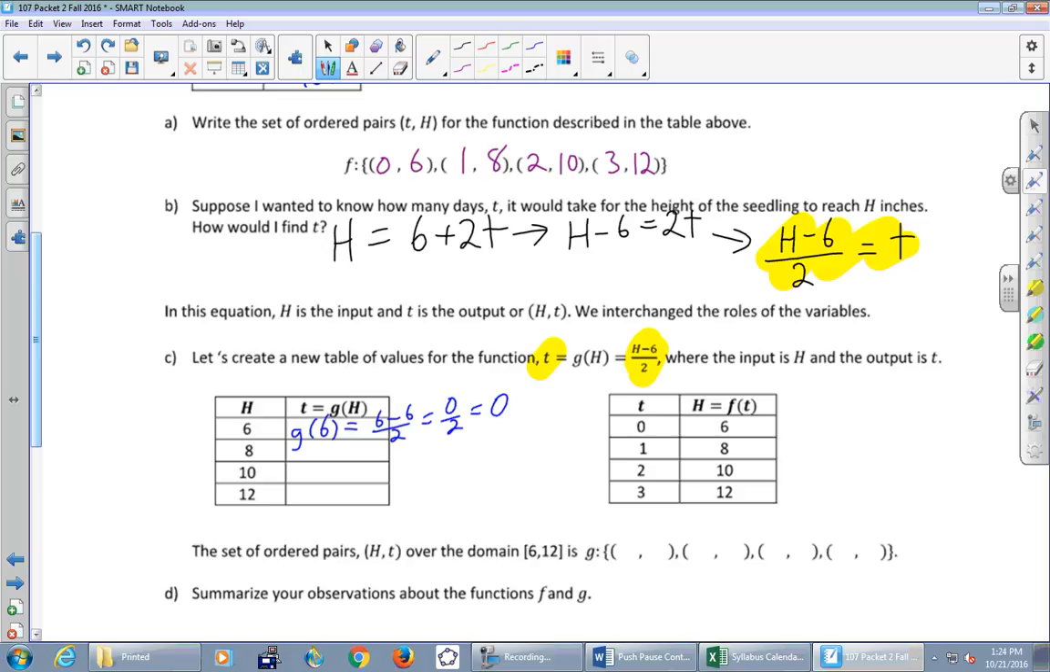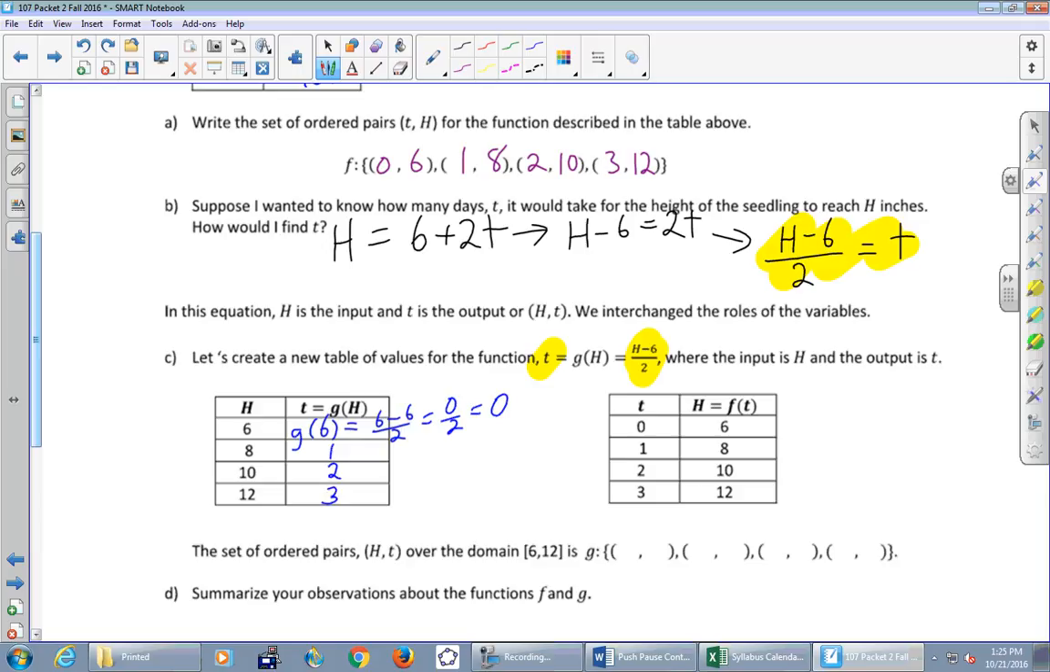Okay, if we plug 8 in, 8 minus 6 on the top, 2 divided by the 2 is 1. See if you can fill in the other 2 blanks. Plug 10 in for H, and then plug 12 in for H. What do we get for 10? 2, and for 12, 3.